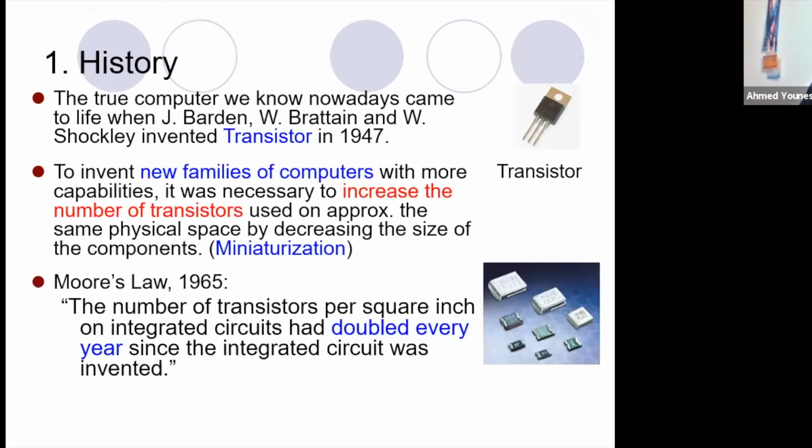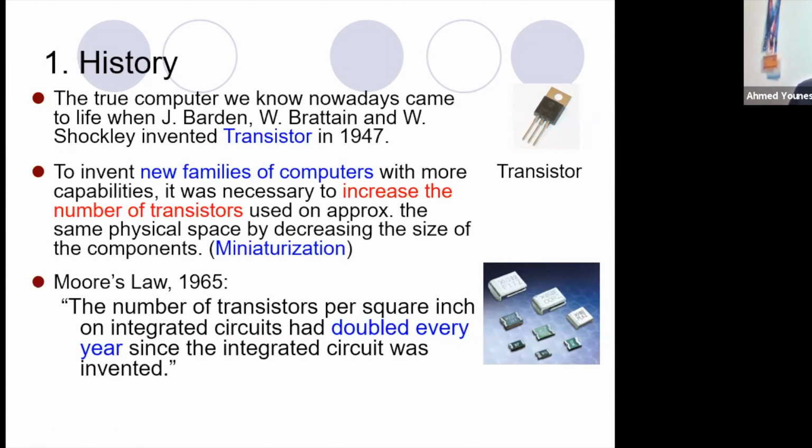I usually prefer to start with a little bit of history to understand why we are here, why we reached the stage of quantum computing, why there is a need, and why there is a transition that we have to make using quantum computing. The history starts when they invented transistors in 1947, and to invent new families of microprocessors, they have to increase the number of transistors to make the digital circuits more complex, to do more functions. To do this, they were restricted to the same physical space, because any CPU, any microprocessor, is always the same physical size. So they have to increase the number of transistors on approximately the same physical space.